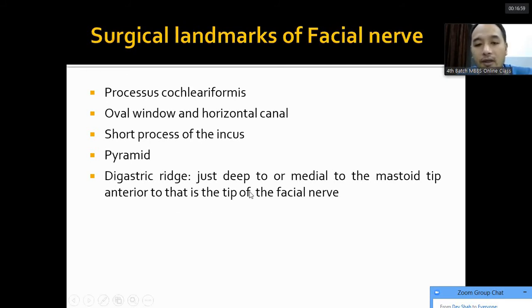And the digastric ridge, this is the ridge inside the mastoid cavity, which gives rise to the digastric muscle. The vertical part of the facial nerve just lies deep to this digastric ridge, deep or medial. So these are the landmarks: processus cochleariformis, oval window, horizontal canal, short process of incus, pyramid, and digastric ridge.